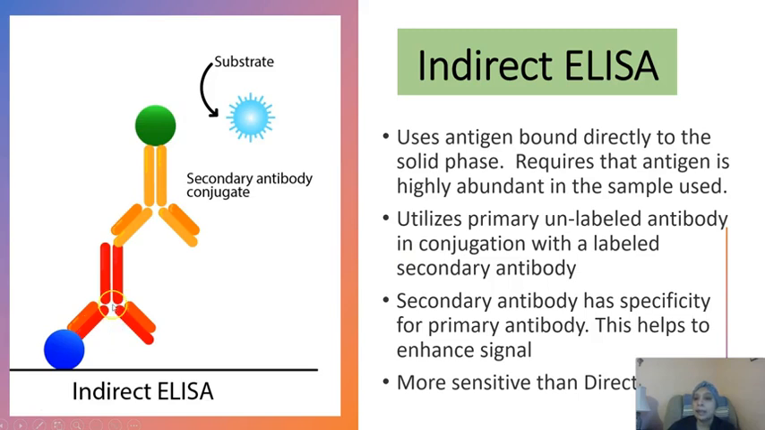Indirect ELISA is going to be a little bit more sensitive. It is going to utilize an unlabeled primary antibody and a secondary antibody. Again, it could be that general secondary that we had before, as long as it has a conjugate on there that we can use to enhance the signal. The secondary is going to enhance the signal. The conjugate is going to give you the color change when the substrate does it.